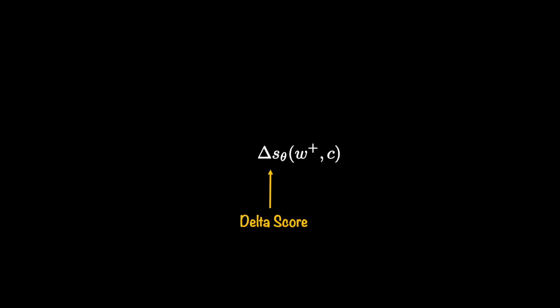So let's start with the function or a model which is called delta score. This score quantifies the relationship between the input and its context. Inputs to this function are the target word and its context. The w with the subscript plus is indicating that it is from the data distribution.